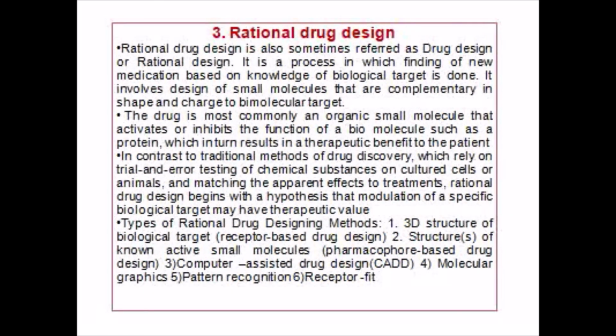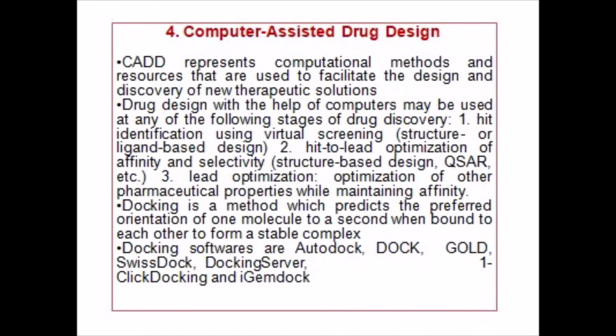Types of rational drug designing methods are: 1. 3D structure of biological target or receptor-based drug designing, 2. Structures of non-active small molecules or pharmacophore-based drug designing, 3. Computer-aided drug designing or CAD, 4. Molecular graphics, 5. Pattern recognition, and 6. Receptor fit. The fourth one is computer-aided drug design.